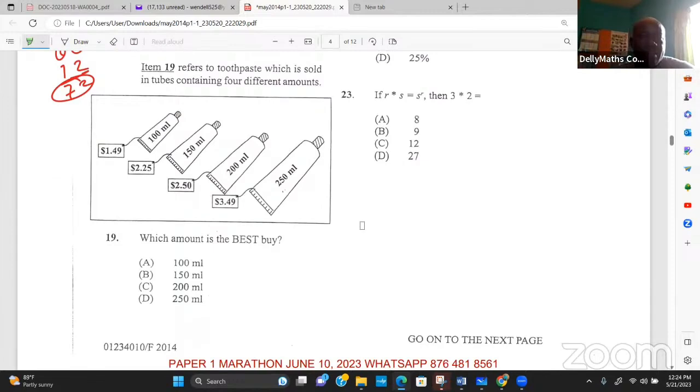Number 19 says, item 19 refers to the toothpaste which is sold in tubes containing 4 different amounts. Now, you're going to have to be very creative with this. Remember, you don't have a calculator. Basically, they want you to find which is the best buy. You want to see which one you get the better for your dollar, how much you get. That's the way that we would have done it ordinarily. However, when you look at this, you're going to struggle to divide with our $1.49.